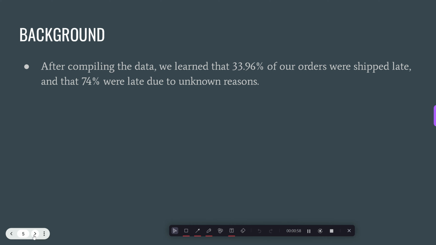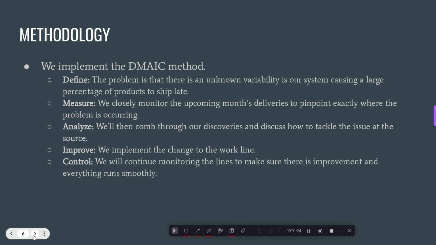So after compiling the data, we learned that 33.96% of the company's orders were shipped late, and 74% of those latenesses were caused from unknown reasons. And that in and of itself is a really big red flag because we don't know how to fix something if we don't know what we're dealing with. And so that's why I'm suggesting that we implement the DMAIC method, which I'm sure you know stands for define, measure, analyze, improve, and control.